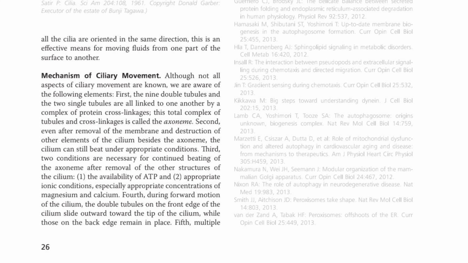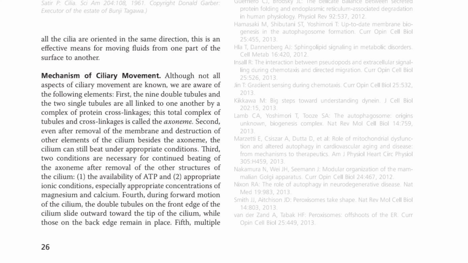Mechanism of ciliary movement. Although not all aspects of ciliary movement are known, we are aware of the following elements. First, the 9 double tubules and the 2 single tubules are all linked to one another by a complex of protein cross-linkages. This total complex of tubules and cross-linkages is called the axoneme. Second, even after removal of the membrane and destruction of other elements of the cilium besides the axoneme, the cilium can still beat under appropriate conditions. Third, 2 conditions are necessary for continued beating of the axoneme after removal of the other structures of the cilium: 1. The availability of ADP and 2. Appropriate ionic conditions, especially appropriate concentrations of magnesium and calcium.